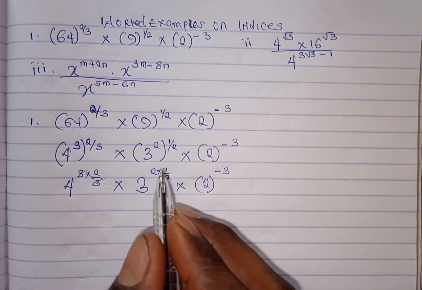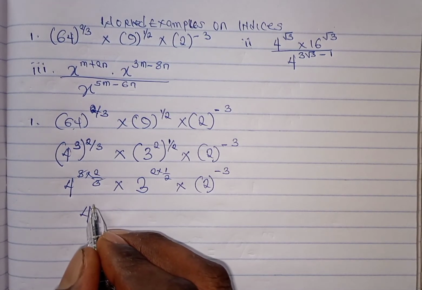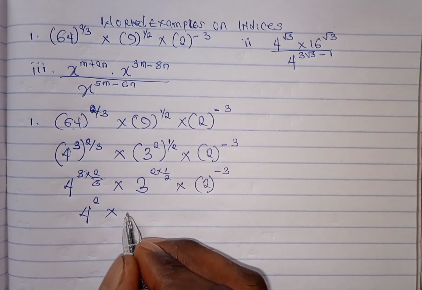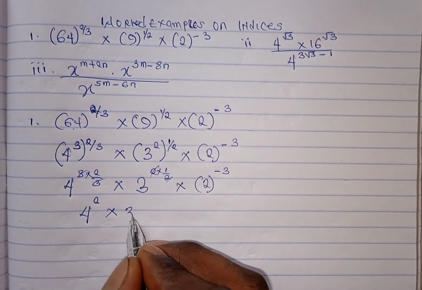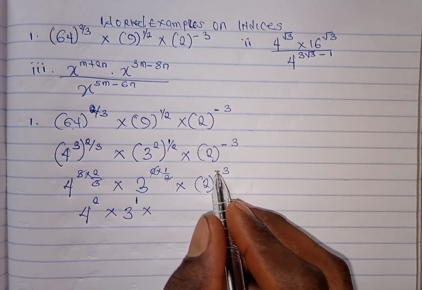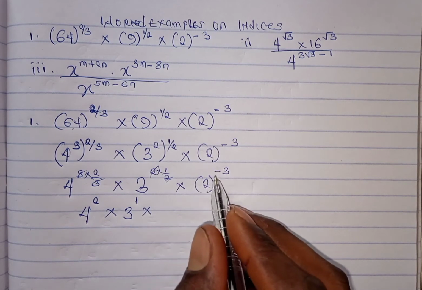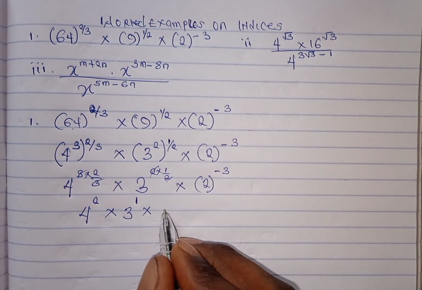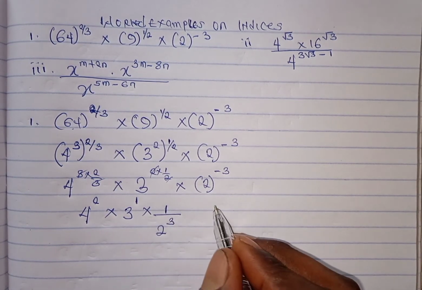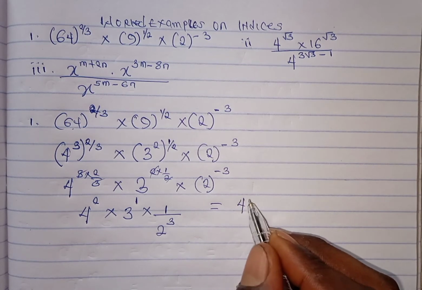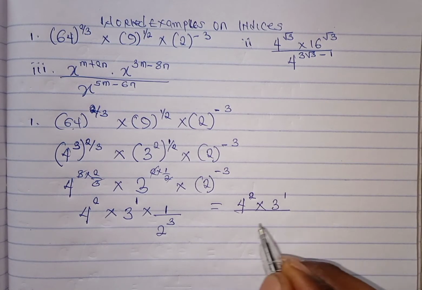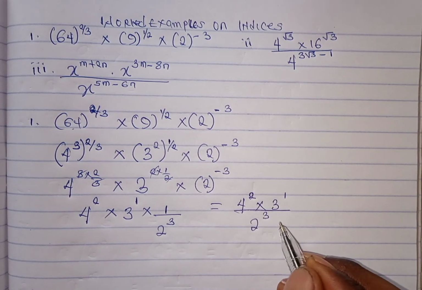So these 3s cancel, and you have 4 raised to the power of 2, then multiplied by 3 raised to the power of 1, and don't forget this is negative 3. One of the rules of indices says that when you have a negative power, it is the same thing as 1 divided by the base with the positive power. So that is 4 raised to the power of 2, multiplied by 3 raised to the power of 1, divided by 2 raised to the power of 3.